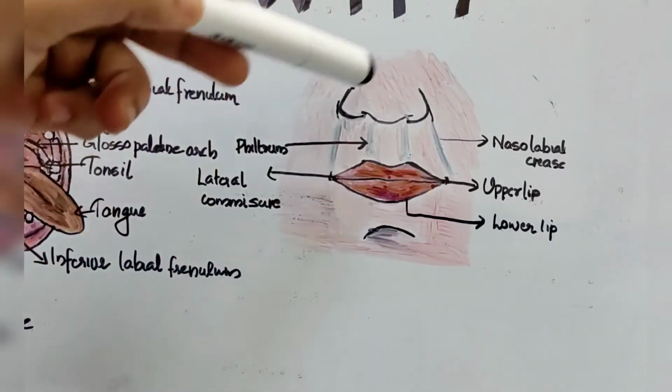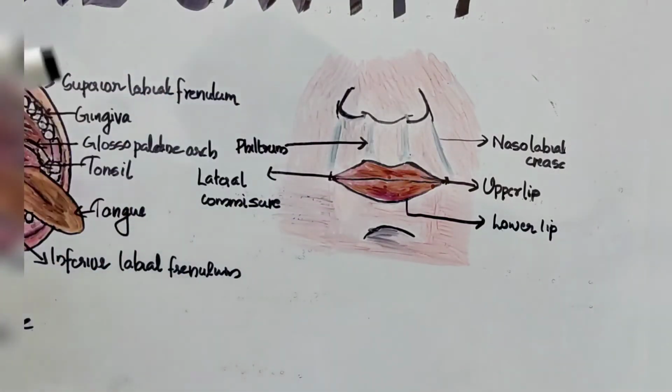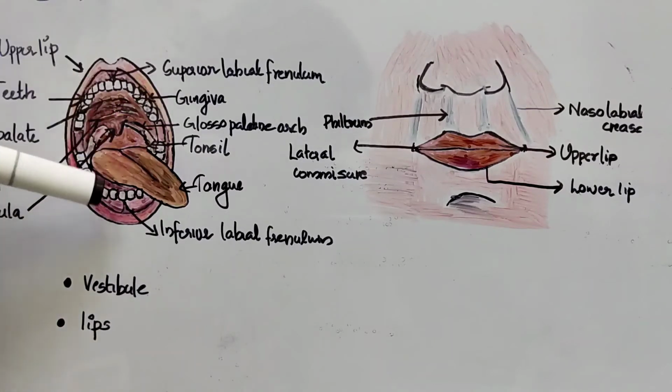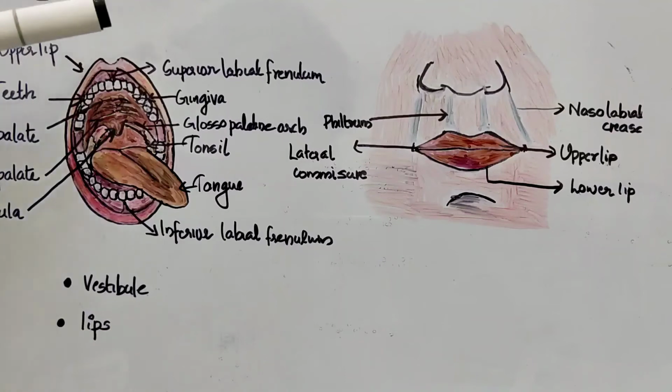That is, they bound the opening of the mouth, and the two lips connect at the two angles. The upper lip connects with the lower lip at the angle of the mouth, and the inner surface of the lip connects to the gums by means of the frenulum. These are the two frenula: the superior labial frenulum and the inferior labial frenulum, which connect the lips to the gums.